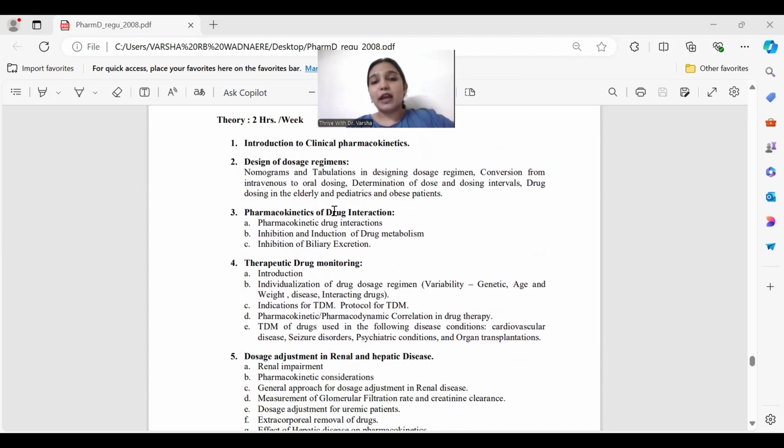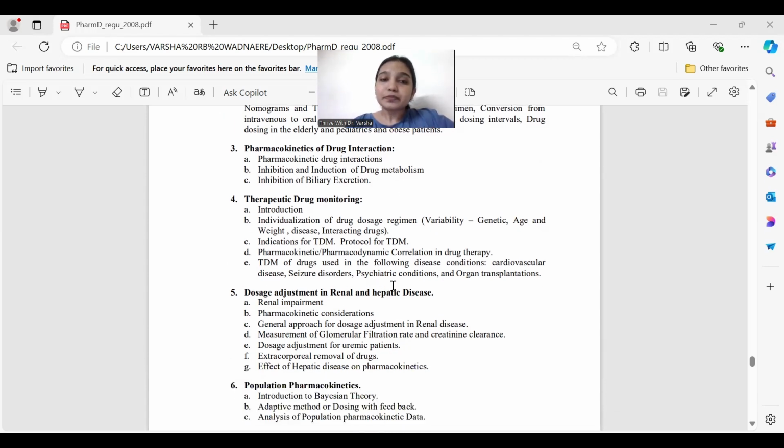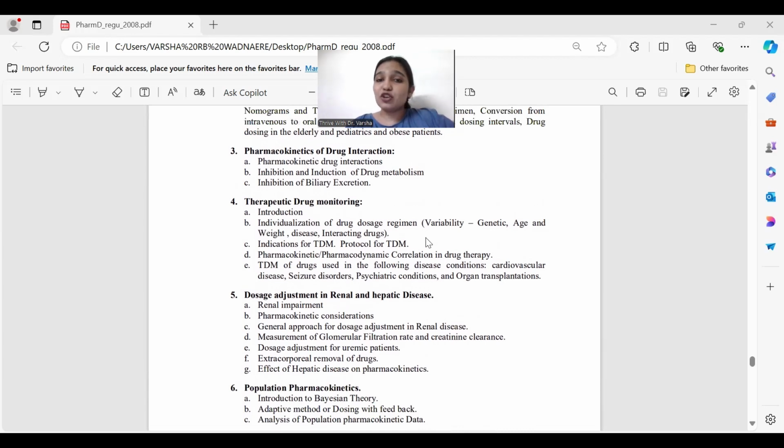Then the third is pharmacokinetics of drug interaction. Now again, whatever you have seen in your pharmacology, a different approach to it, as well as whatever you have seen in pharmacology, that will also be there. The pharmacokinetic interactions: inhibition, induction of drug metabolism, inhibition of biliary excretion. Now for this you'll be having multiple drugs, not just what they have given, inhibition of biliary excretion. For particular drugs they will be giving some of the drugs, so you will have to study this topic for those drugs.